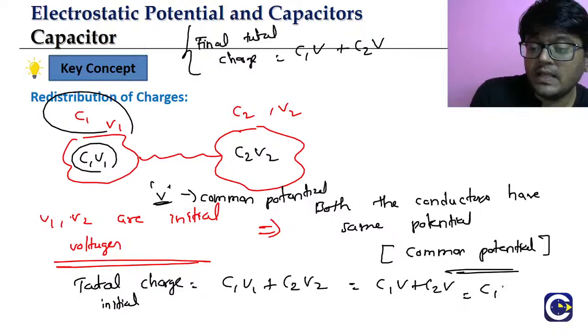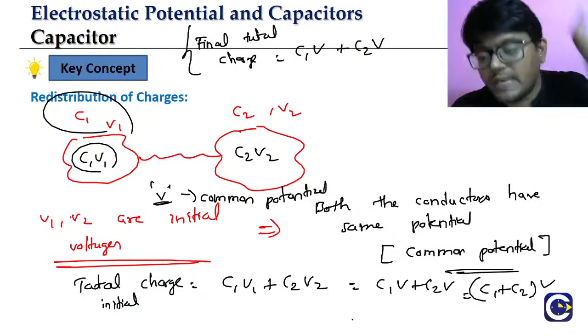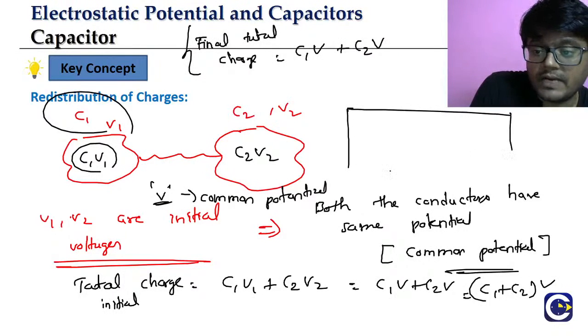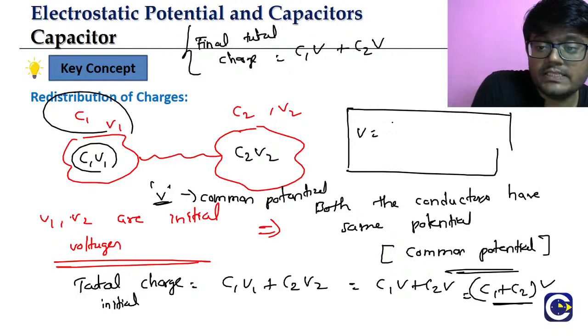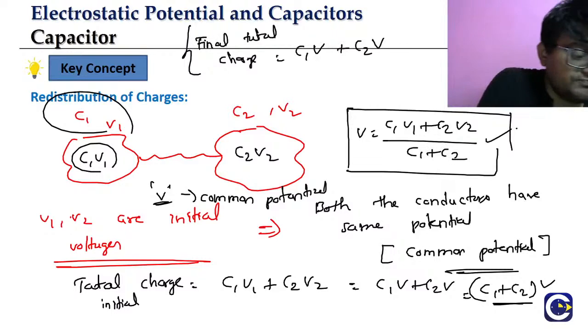Do you know what we can do here? We can take V common. If we take V common, what are we going to get? C1 plus C2 into V. Okay? So from here we will have the final value, the final value for the common potential. Now if we bring this C1 plus C2 to the left side, it will go to the denominator. So it is C1 V1 plus C2 V2 divided by C1 plus C2. This is the value of the common potential.